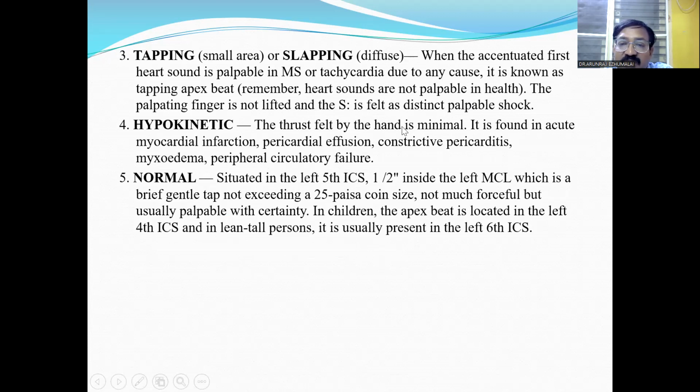Hypokinetic, the thrust felt by the hand is minimal. We find it in acute myocardial infarction, pericardial effusion, constrictive pericarditis, myxedema, and heart failure. Thrust may be very minimal, and even in obese patients, it may be minimal. Normally, it will be present half a length medial to the midclavicular line.